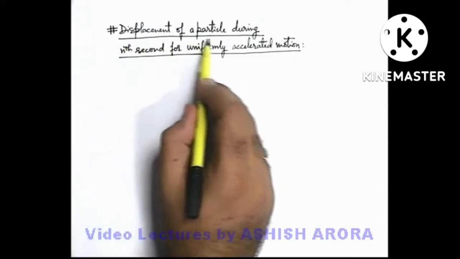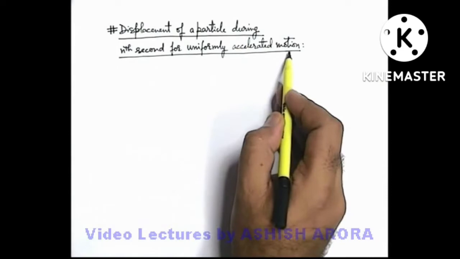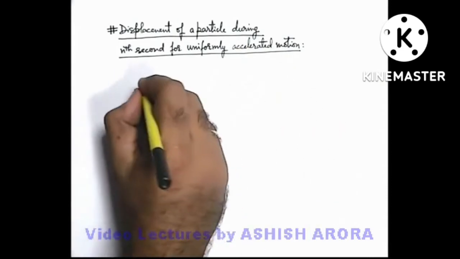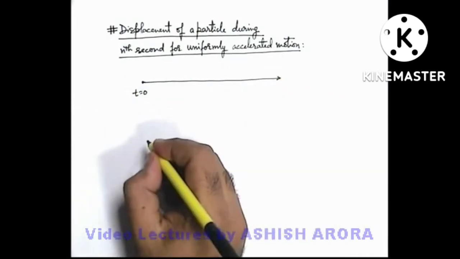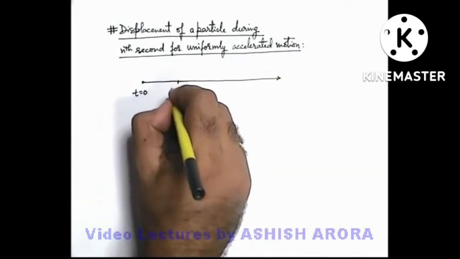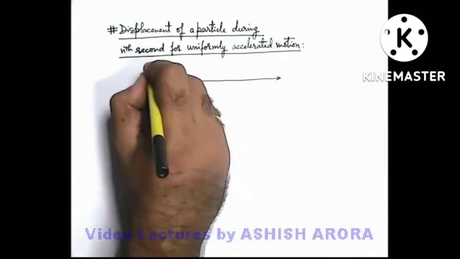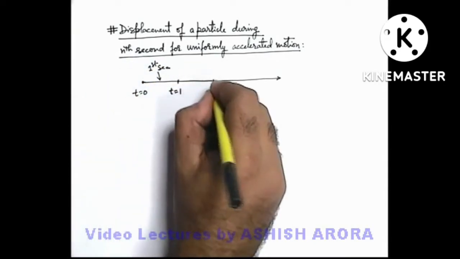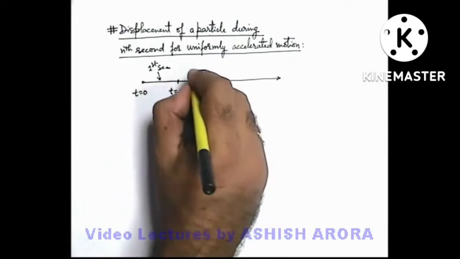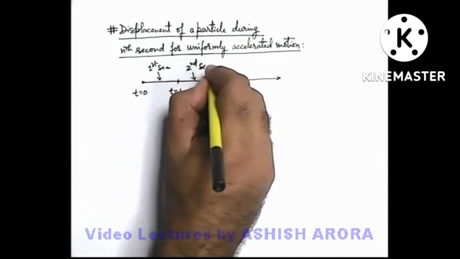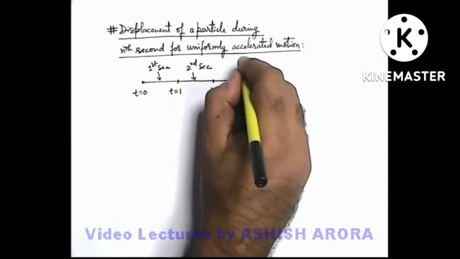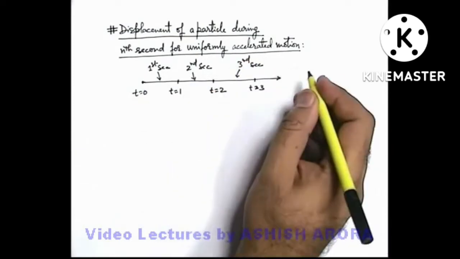Let's discuss the displacement of a particle during nth second for uniformly accelerated motion. Say for example, a particle starts from time t equal to 0 and is moving in a rectilinear motion. Say we take the time from t equal to 0 to t equal to 1 second. This we can call the first second of motion. From time t equal to 1 to t equal to 2, again the duration is 1 second, this we call the second second of motion. Similarly, from t equal to 2 to t equal to 3, it is the third second of motion. Similarly, we can define different seconds of motion.